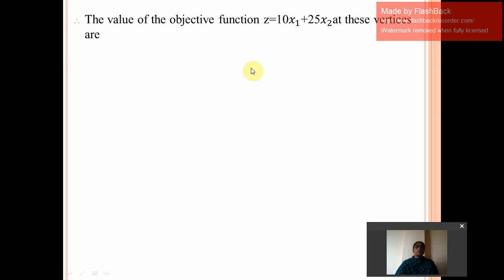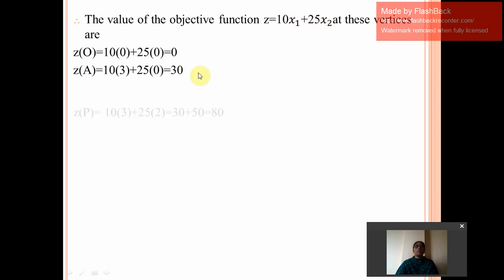Find objective function Z is equal to 10x1 plus 25x2 at these vertices of the feasible region. First vertex O, coordinate (0, 0), x1 0, x2 0. 10 into 0 plus 25 into 0 is equal to 0. Next vertex A passes through the point (3, 0). Put x1 3, x2 0. 10 into 3, 25 into 0, 30.